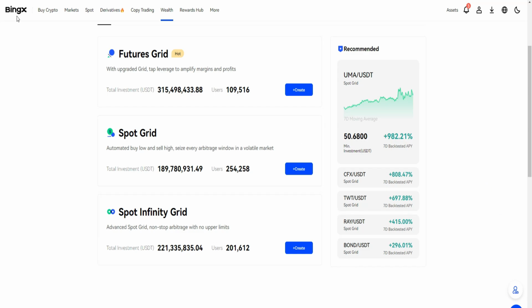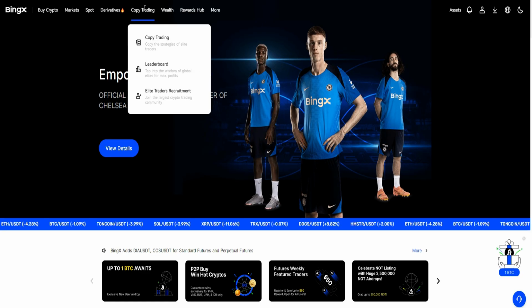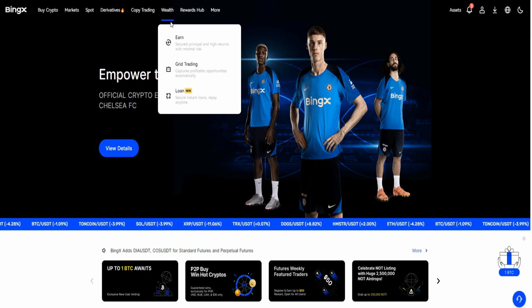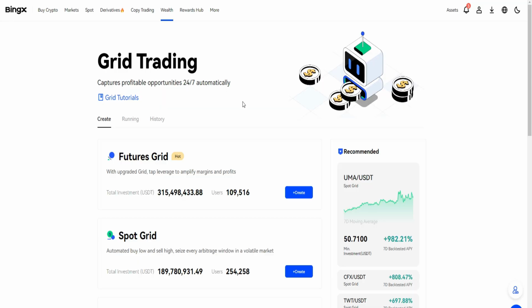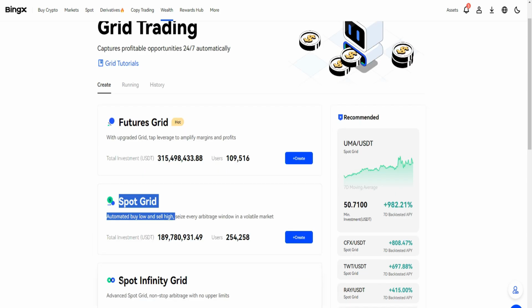BingX, one of the top 10 exchanges in regards to cryptocurrencies, introduced what is called grid trading. This is a free bot that you can use. You can create passive income, but you have to understand that it's a risky tool. You can earn money and you can also lose it all. So you have to only use money that you are willing to lose. You always have to remember that.